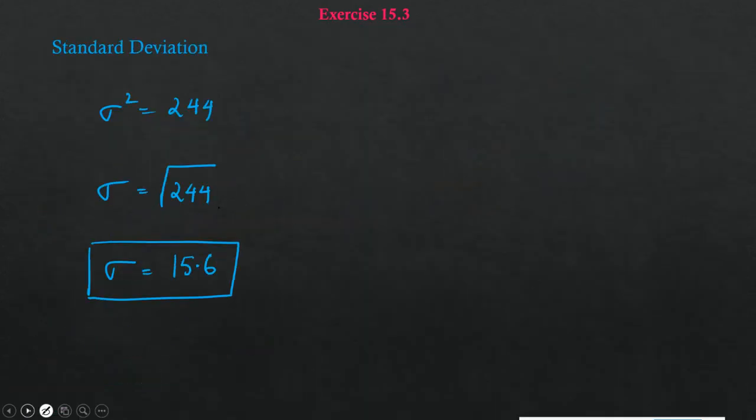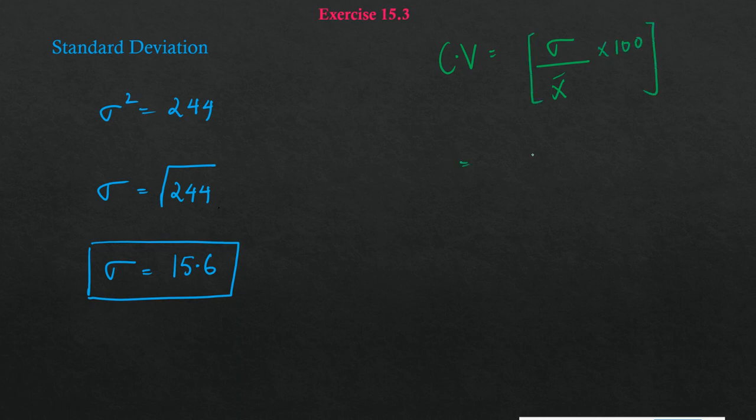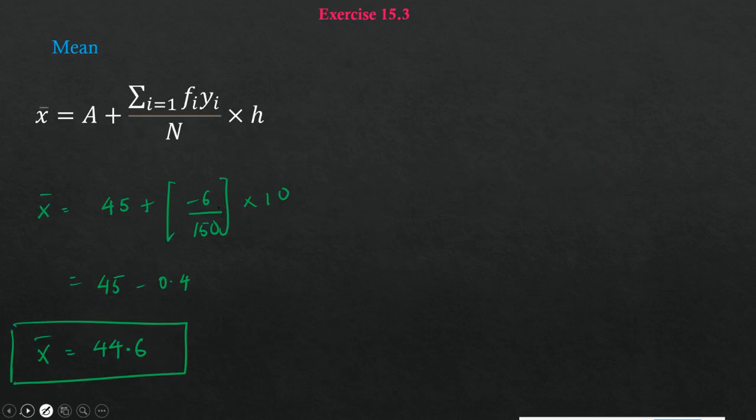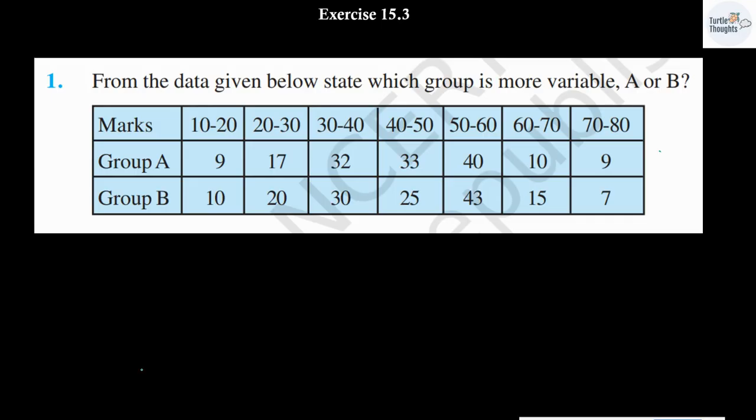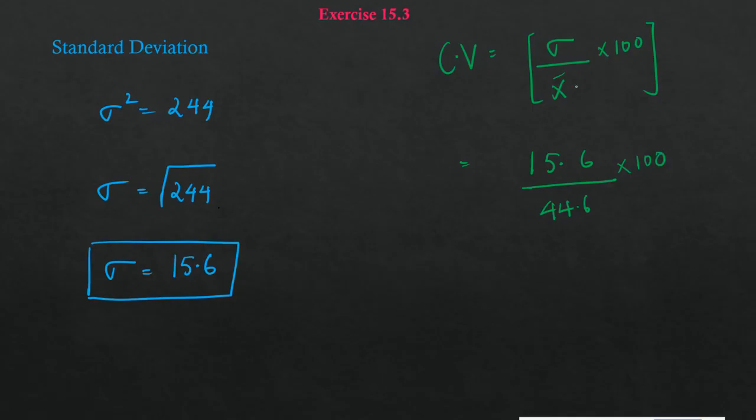Similarly, for group B also, I need to calculate. CV is again given by the same formula. Sigma divided by x bar multiplied by 100. You have the value of sigma. It is going to be 15.6 now, right? Divided by the mean. Mean is going to be 44.6 again. 44.6 multiplied by 100. This is going to be CV for group B.